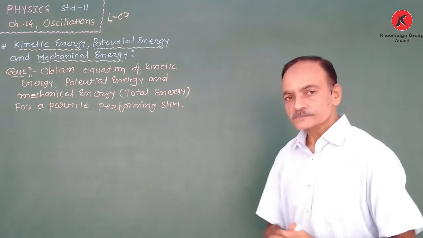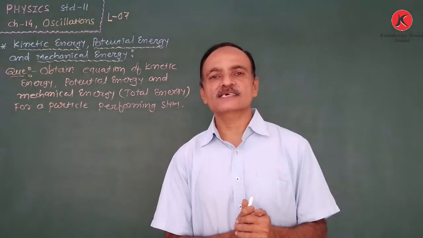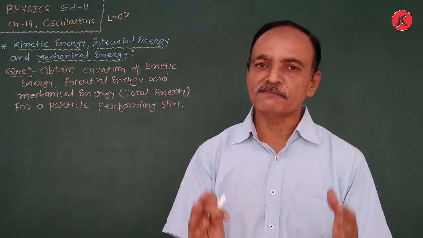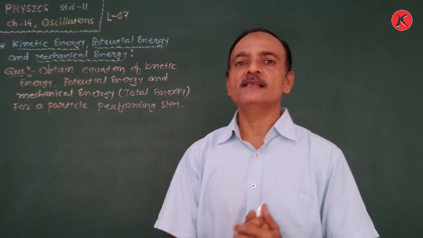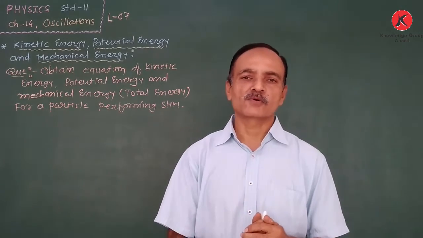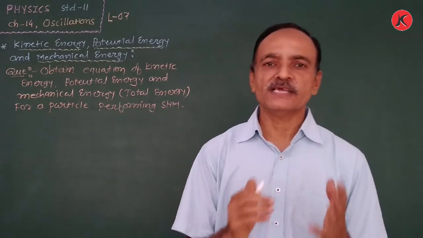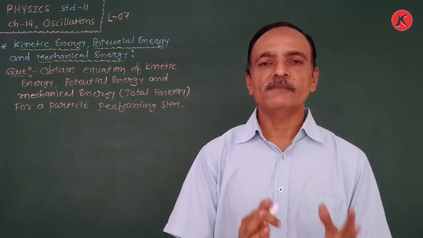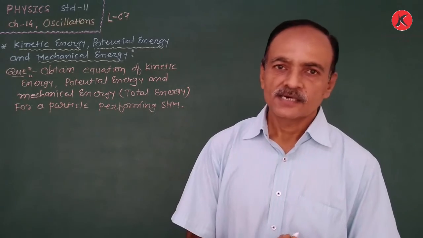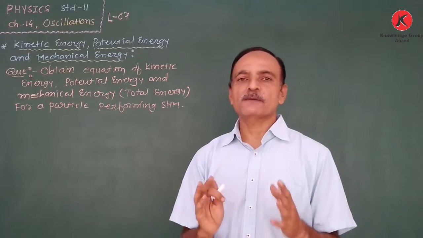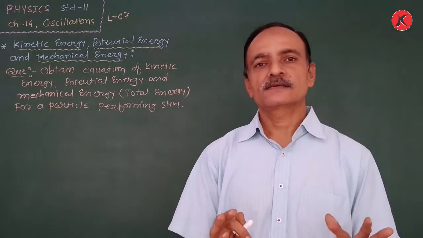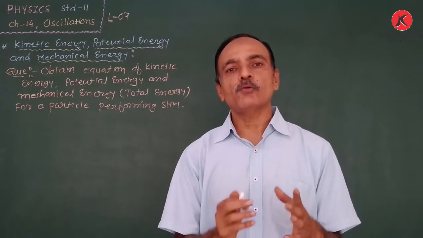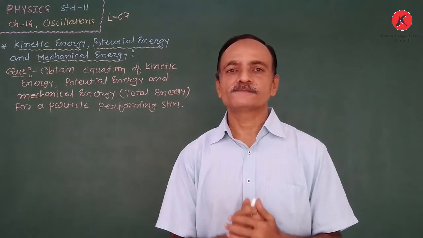Now today we are going to discuss the kinetic energy, potential energy and total energy, that means the mechanical energy of a particle performing simple harmonic motion. For that purpose we know that the kinetic energy is half mv square, where m is the mass of the particle which performs the simple harmonic motion. Now here we have to substitute the value of the velocity of the particle.